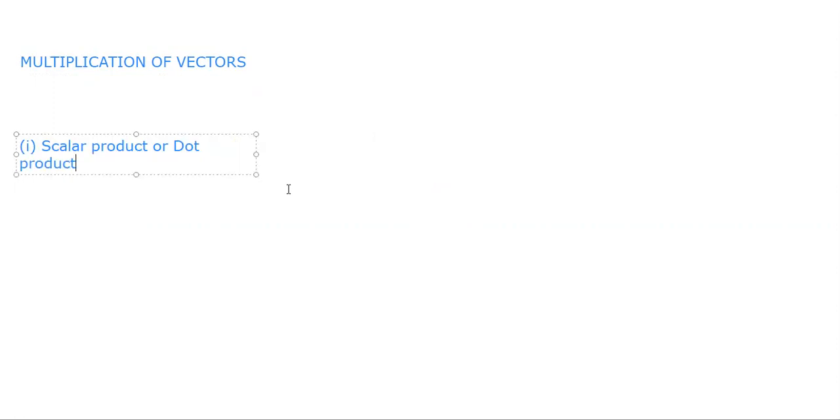Now the next topic is multiplication of vectors. We have done addition of vectors, we have done subtraction of vectors, now it is time to learn multiplication of vectors. There are two ways by which vectors are multiplied. We are going to learn the first way today, that is known as scalar product, or it is called dot product. Either it is called scalar product or it is called dot product.